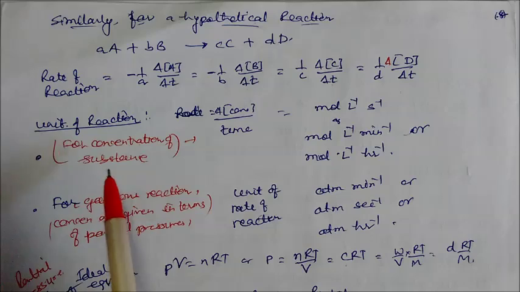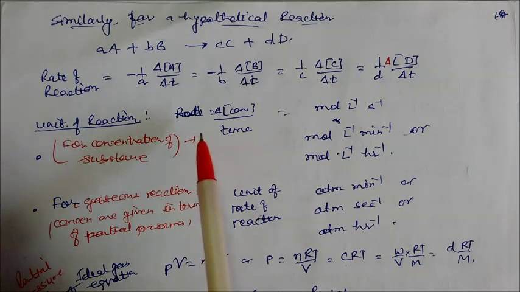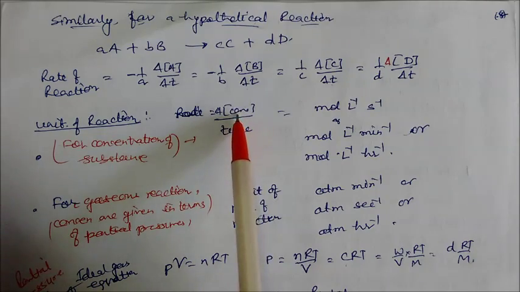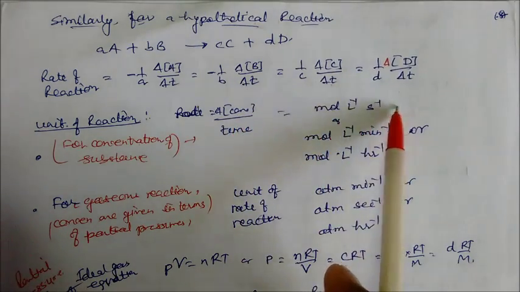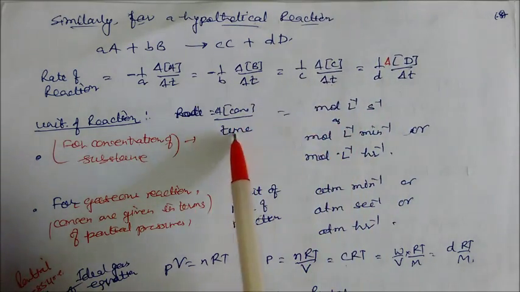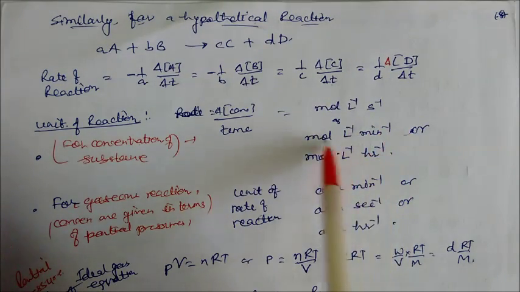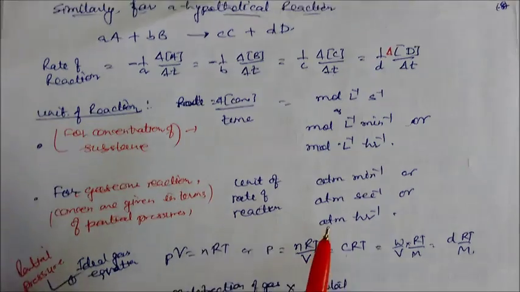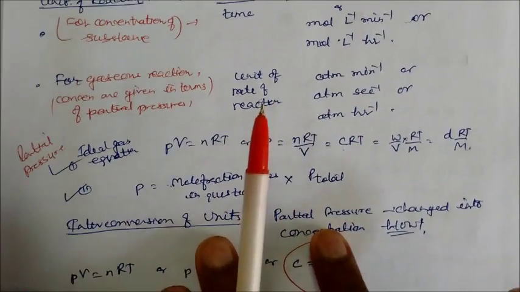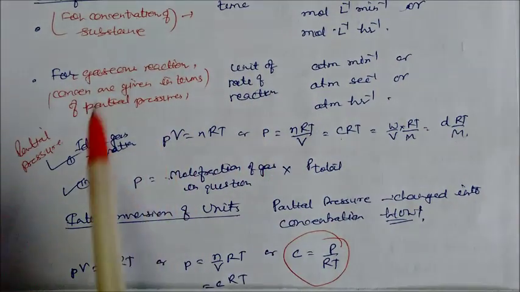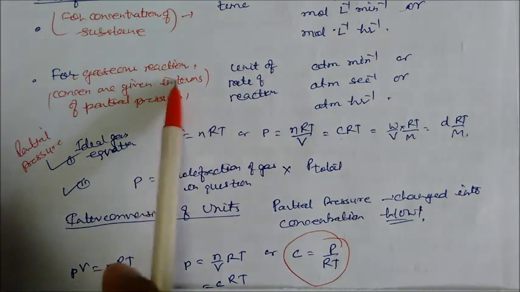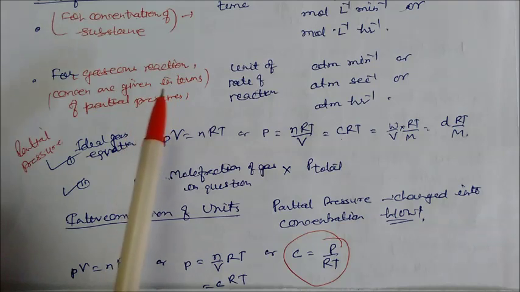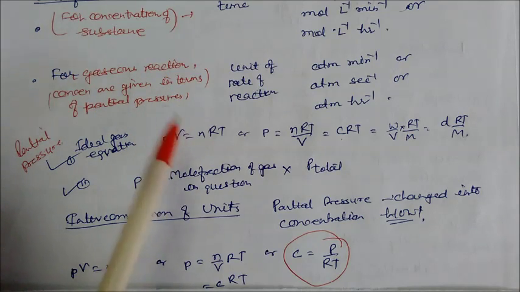Now the unit of rate. Rate is the change in concentration by time. Concentration has the unit mole per liter, and time is per second, per minute or per hour. So the unit is mole per liter per second, mole per liter per minute, or mole per liter per hour. For gaseous reactions, concentration is given in terms of partial pressure. So we have two types of rate, one in terms of concentration and one in terms of partial pressure. Numericals in the examination are given in both terms, so you have to know both.